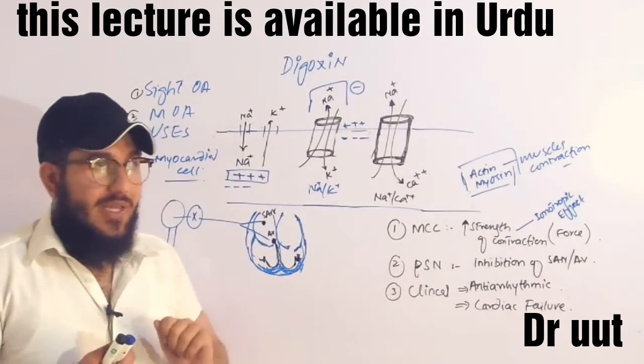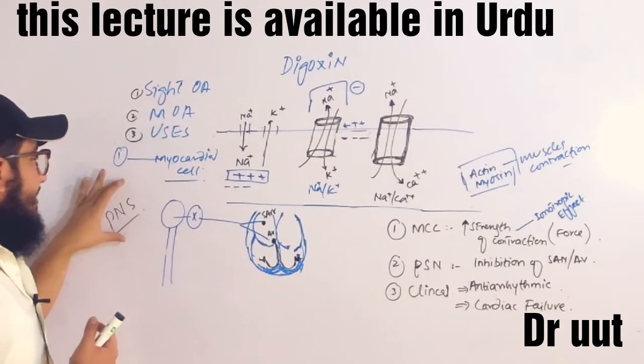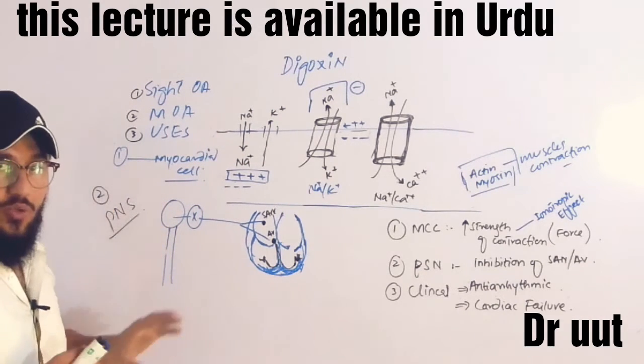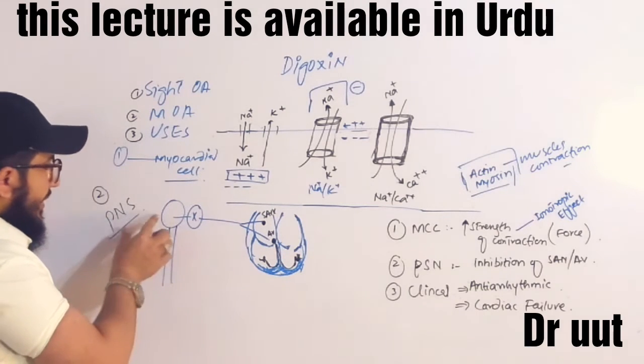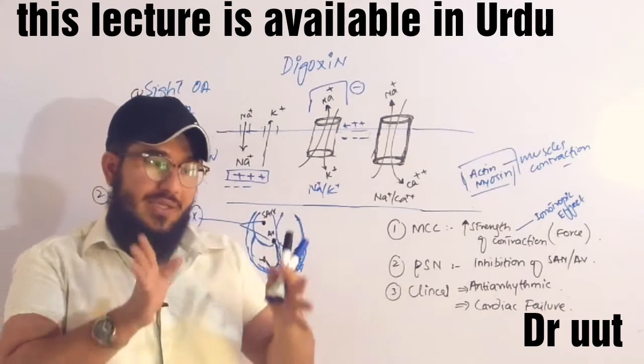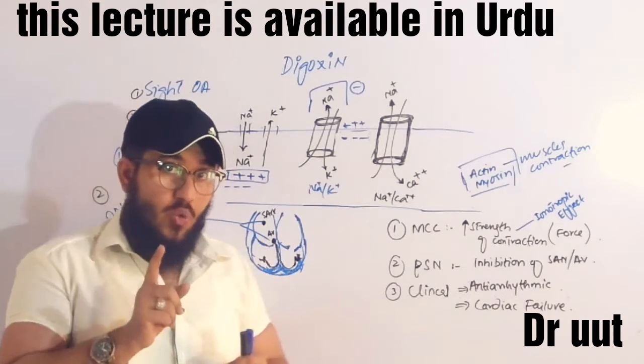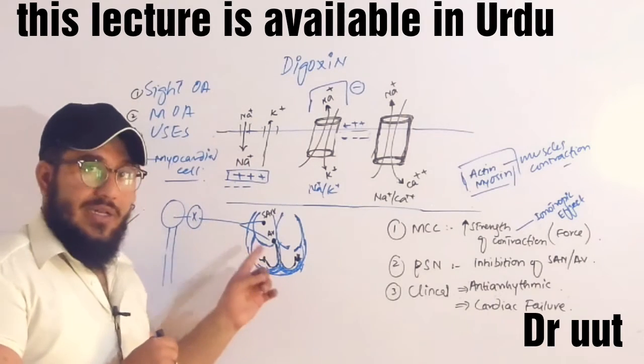Coming to the next point, that is its site of action on the parasympathetic nervous system. According to general understanding, the parasympathetic system is responsible to bring the body into a rest and digest condition. You know, it is responsible for rest and digest. So it has a very important role on the heart also.